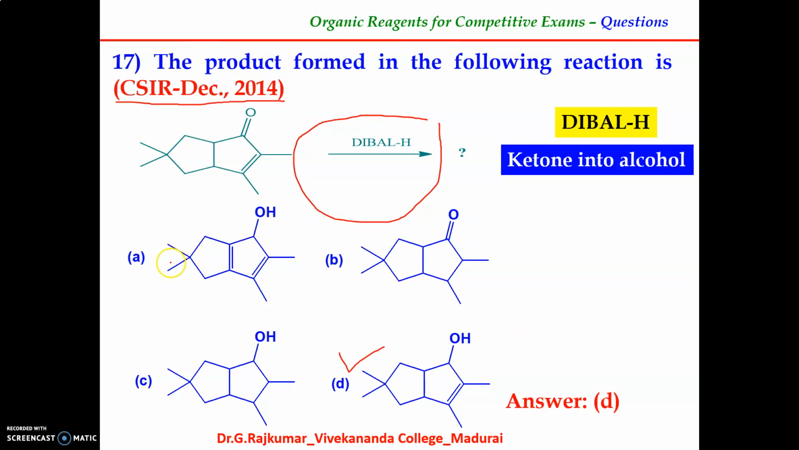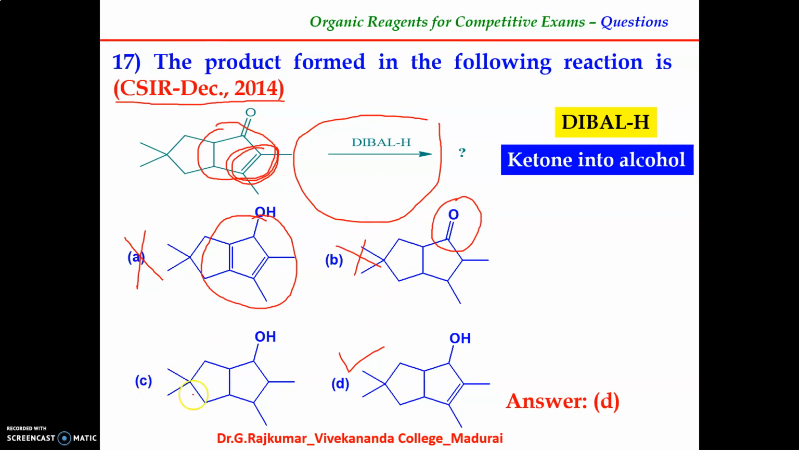So look at option A. Here there is no aromatic ring, but in the options you could have the aromatic five-membered ring here. Hence this is not possible. Look at option B. Here the alpha beta unsaturated carbon-carbon double bond is also reduced, but this keto group is not reduced. So this is also not possible.